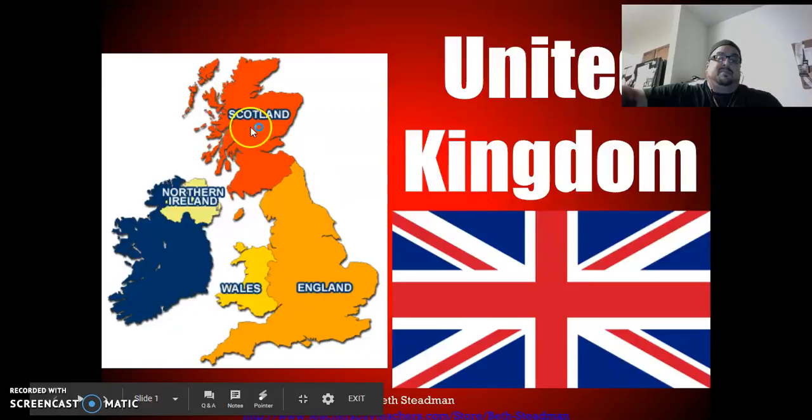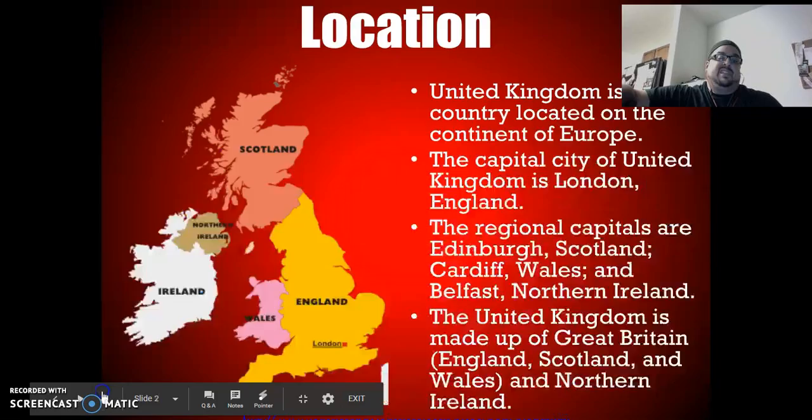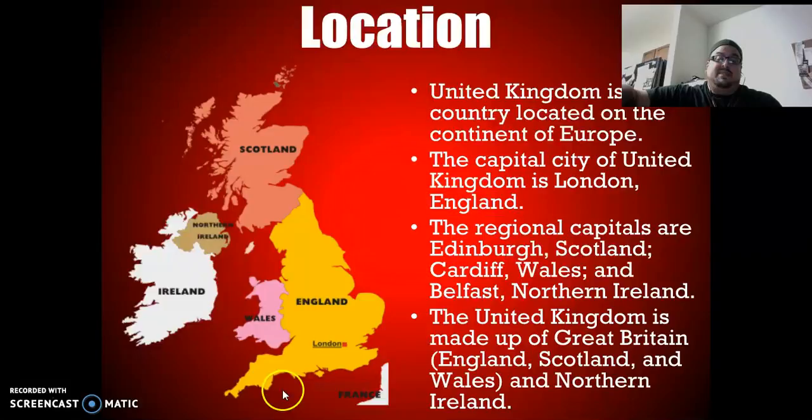The United Kingdom. So this is the Union Jack. That's number one. That's what the flag is called. Please know what that is, because I'm going to refer to it a lot. This is a map of the United Kingdom. It's not just England, Wales, Northern Ireland, and Scotland. It's located on the continent of Europe, and the capital city of the United Kingdom is London. Let's make sure you remember that too. London. Region capitals are Edinburgh, Scotland; Cardiff, Wales; and Belfast, Northern Ireland.